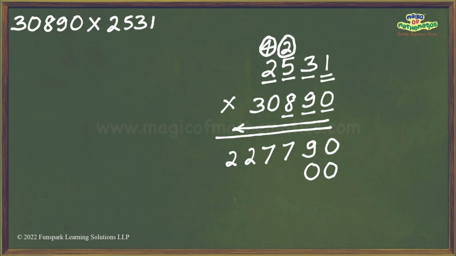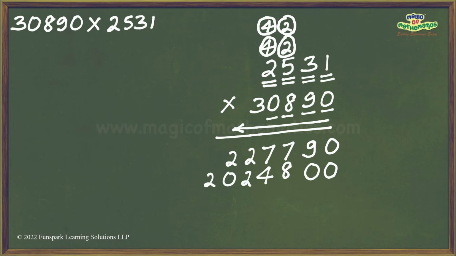8 times 1 is 8. 8 times 3 is 24. I retain 4 and carry forward 2. 8 times 5 is 40. Adding this 2, I get 42. I retain 2 and carry forward 4. 8 times 2 is 16. Adding this 4, I get 20.